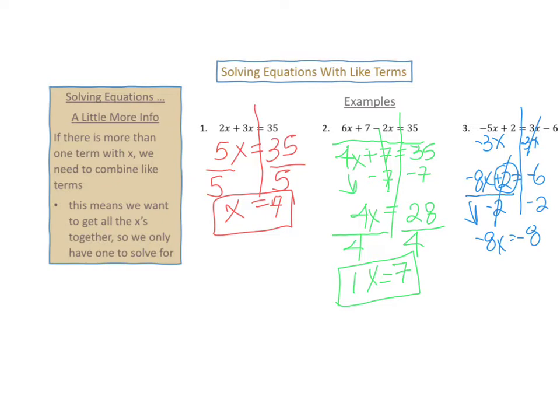I want to know what 1x equals. So I divide by the number in front of the variable, in front of the letter, in this case x. That's negative 8, so I divide both sides of the equal sign by negative 8, and I get 1x, or just x is fine, equals 1. So we have an answer that does not equal 7.